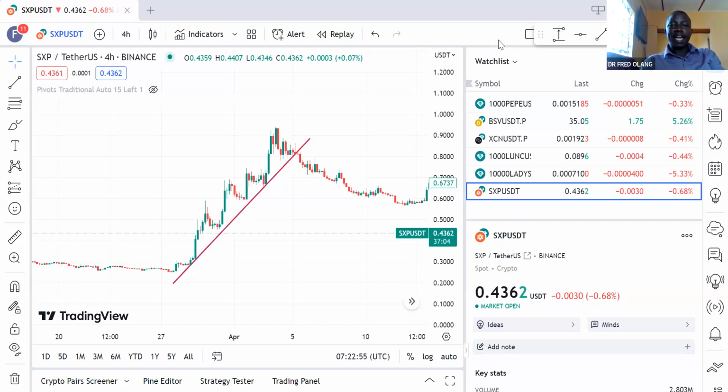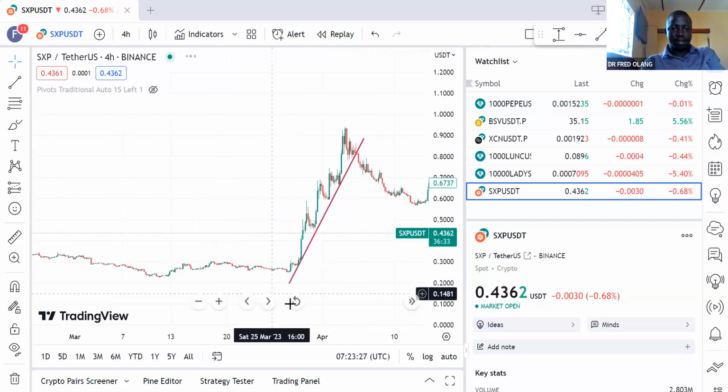So today, what I'm looking at is simply drawing those support and resistance levels you have already learned. And then I'm also going to teach us how to make entries using support and resistance.